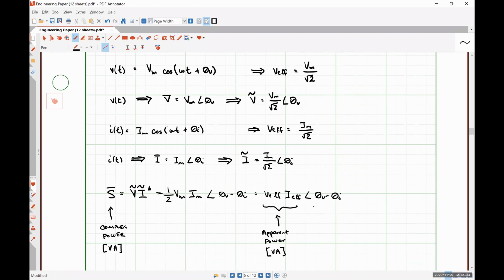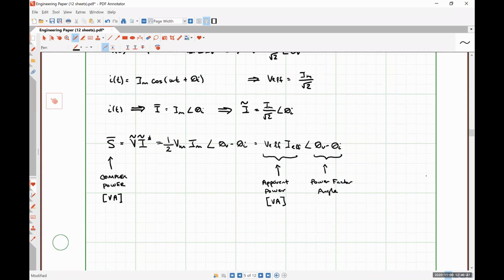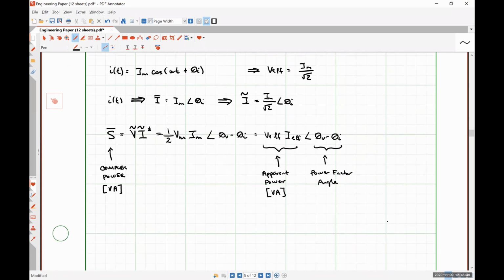Let's see, this guy right here, theta V minus theta I, is what's known as the power factor angle. We'll talk about that in just a moment. And so these 2 different parts of our polar form representation of our complex power have specific names, right? Apparent power and power factor angle.